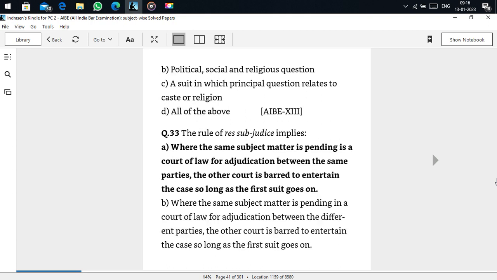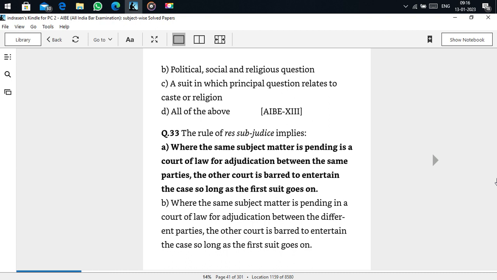The rule of res sub judice implies that when a subject matter is pending in court for adjudication between the same parties, another court is barred from entertaining the case so long as the first suit goes on. Sub judice means it is already pending in some court and another court cannot take it up, subject to the condition that the case is the same and between the same parties.